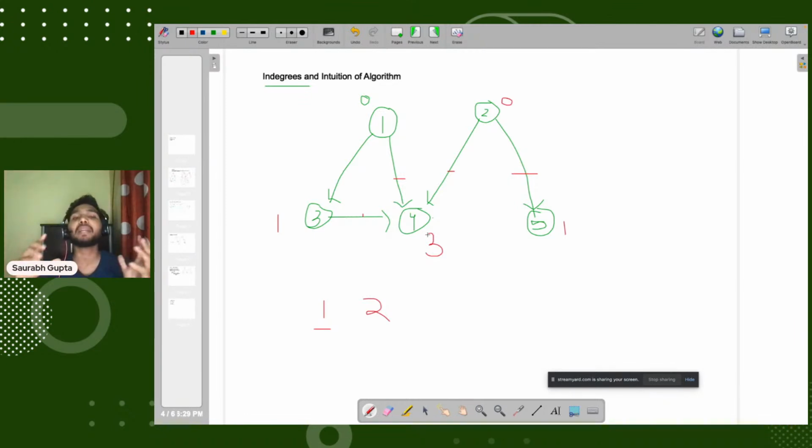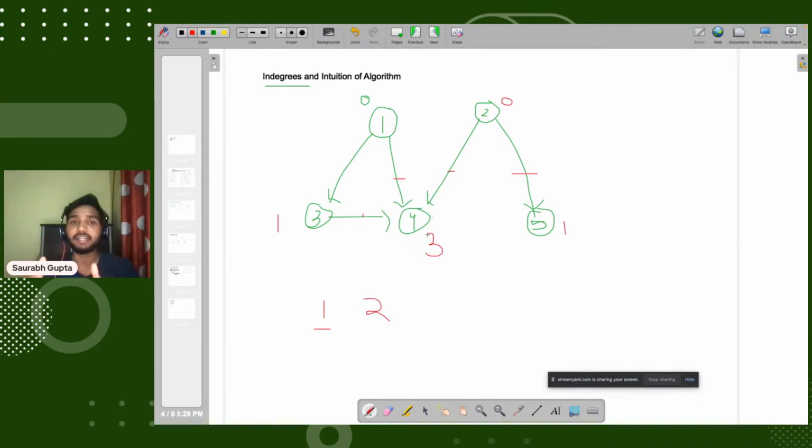Now I'll quickly jump into the algorithm. For today we are going to discuss only a BFS based one. This particular topological sort can be done with a DFS based algorithm or a BFS based algorithm.